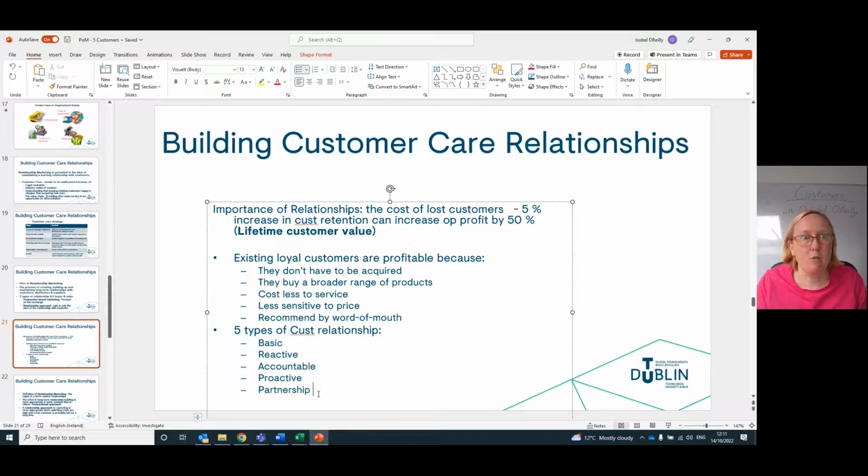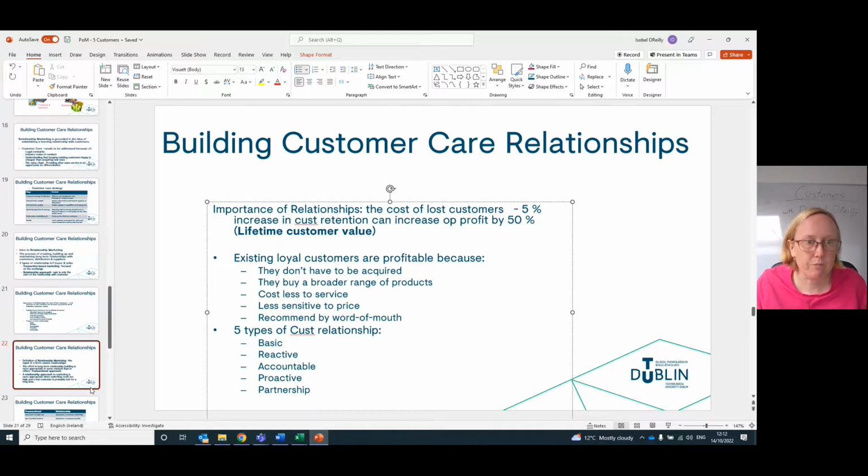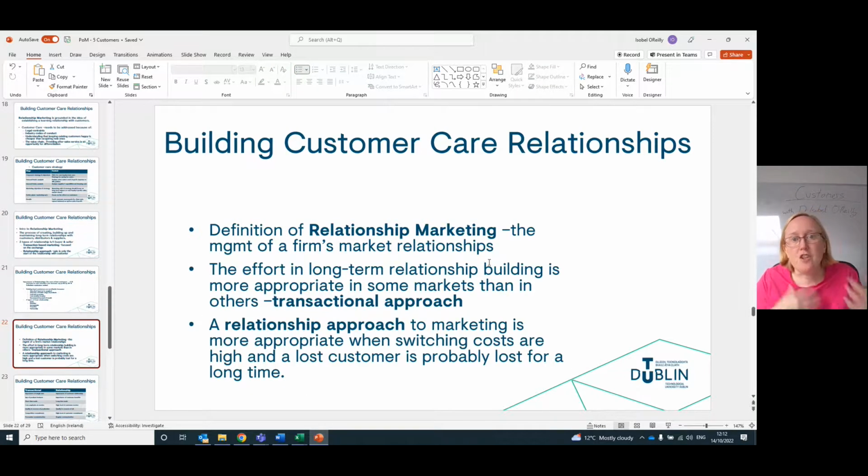Because if we can help them build better furniture, that's going to help their business. They will sell more furniture, and if they sell more furniture, they come back to us for more nuts and bolts. So, the definition of relationship marketing is the management of a firm's market relationships. So, top and bottom, the customers and the suppliers are in that chain. They are both important. So, the effort in long-term relationship building is more appropriate in some markets than in others.